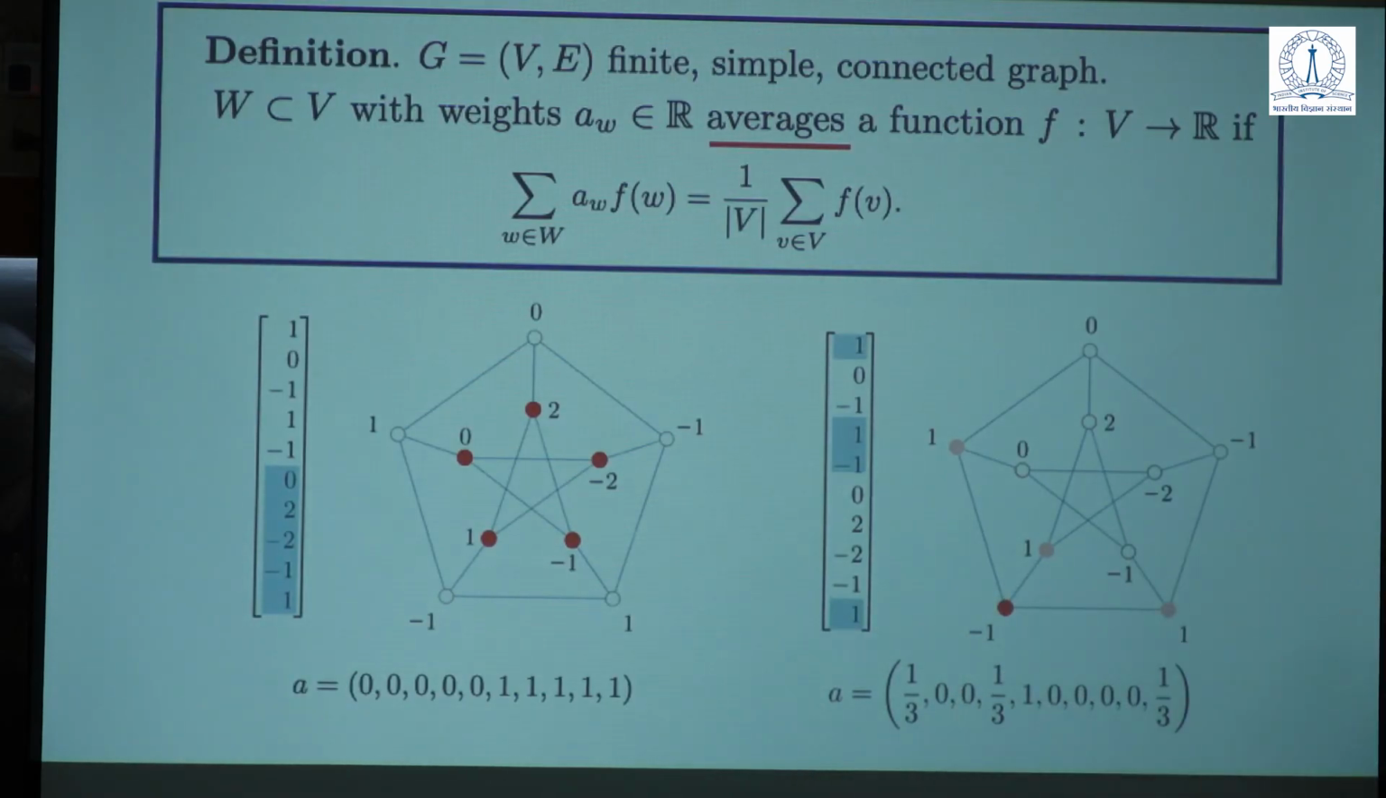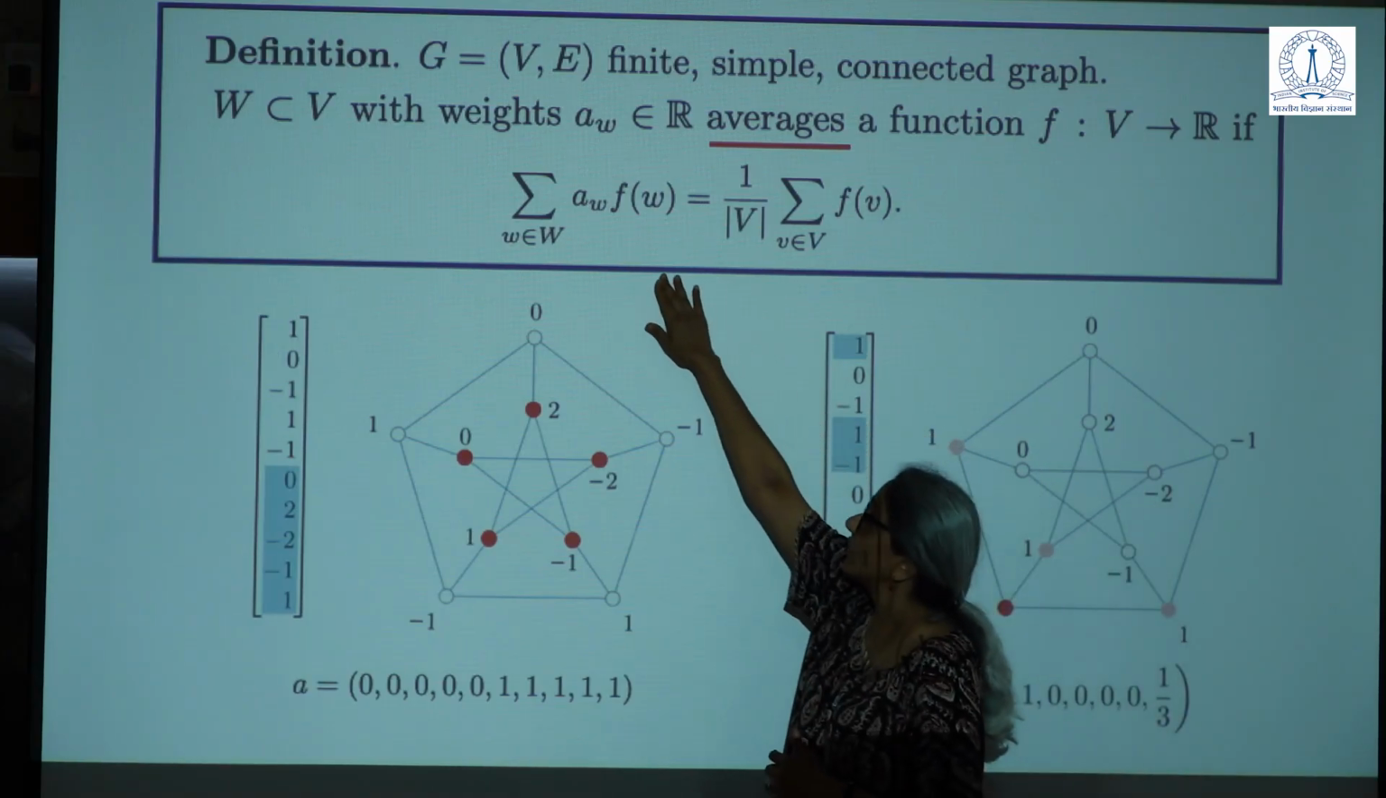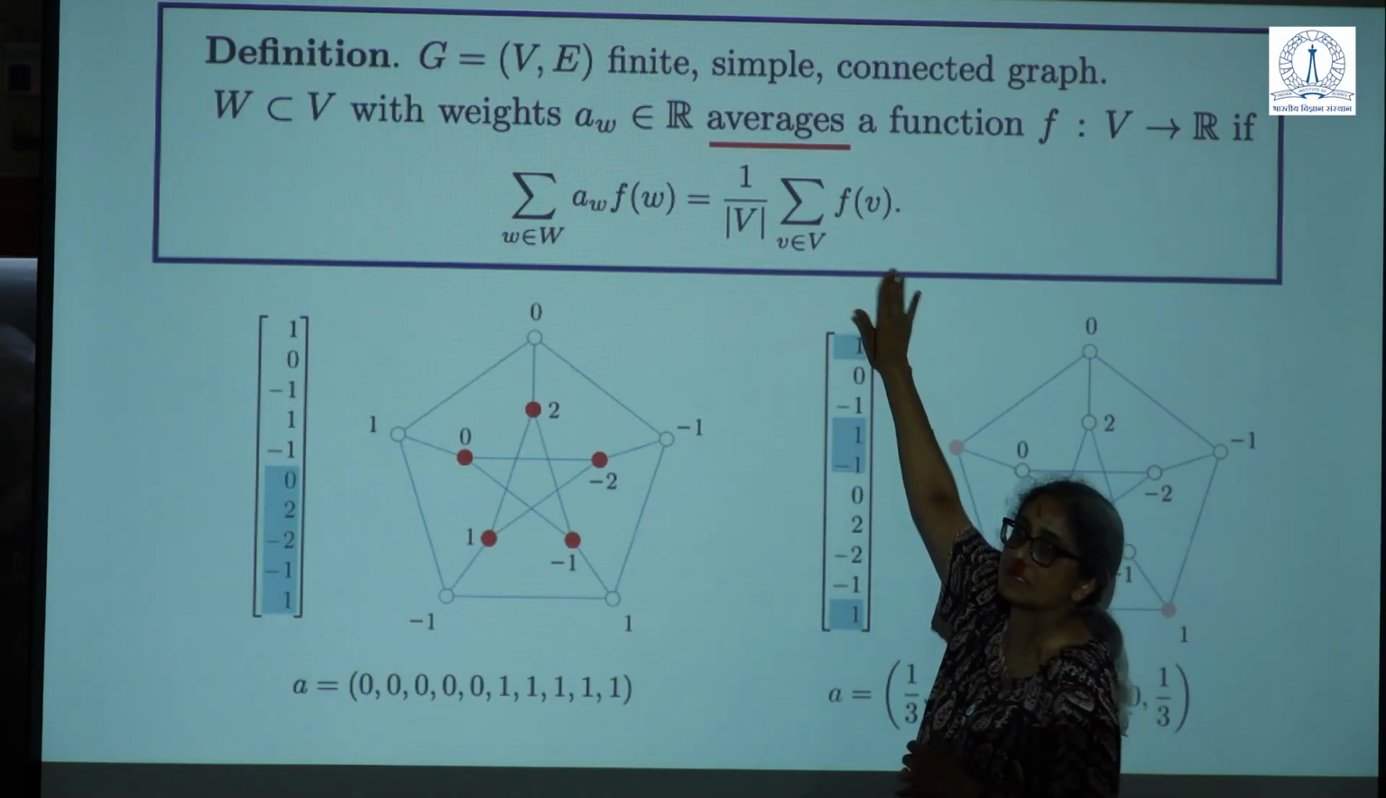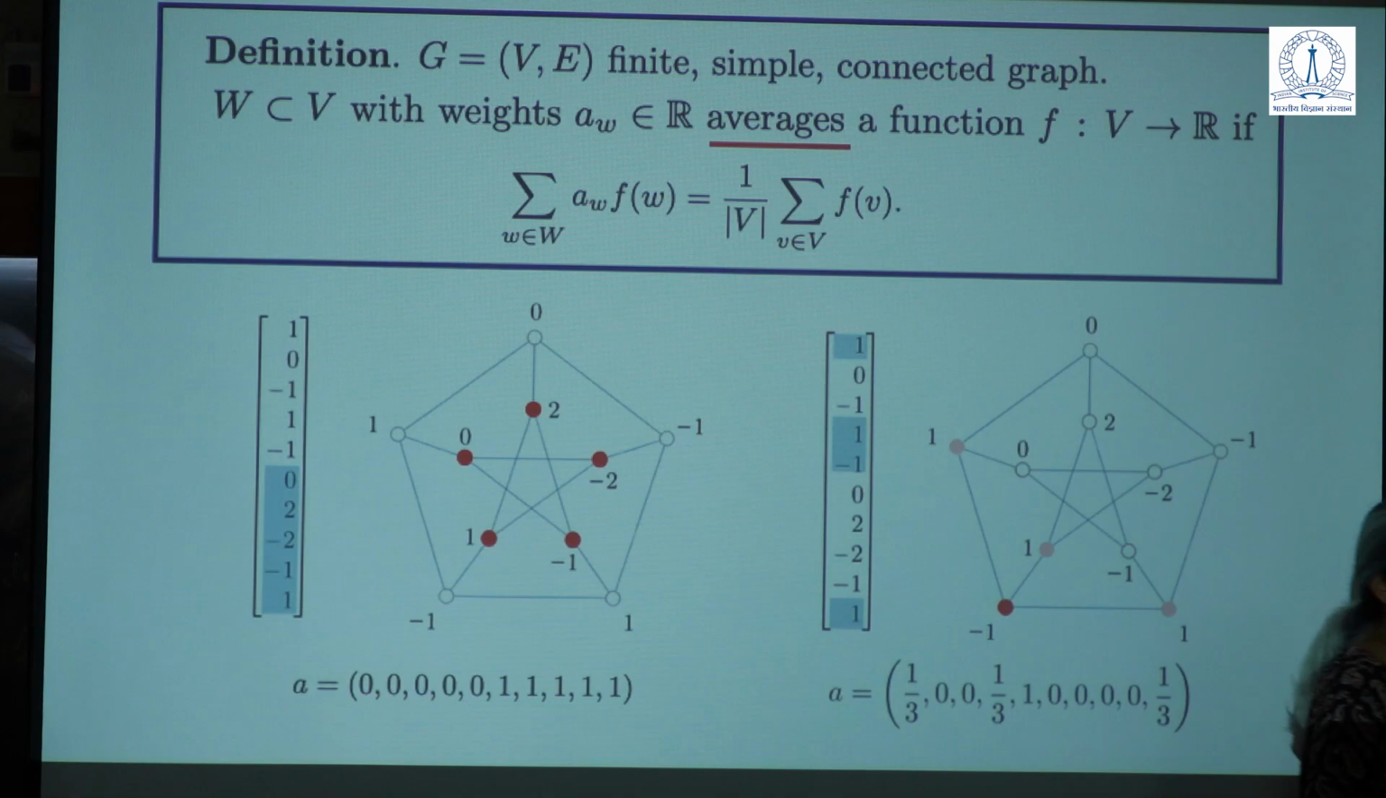So let's now pass to graphs, okay? So how do we do this on graphs? We've already seen this in this course, but I'll do it again. I have a graph, finite, simple, connected. I want to pick a collection W inside the vertex set with some weights, a_w. And we say that that collection with the weights averages the function f if the weighted average of the function with these weights on the vertices in W is the same as the global average. Okay? So this is the definition of averaging.